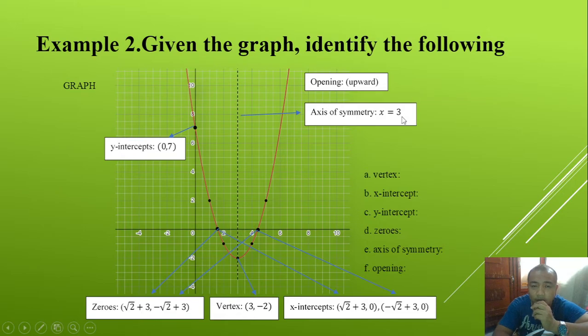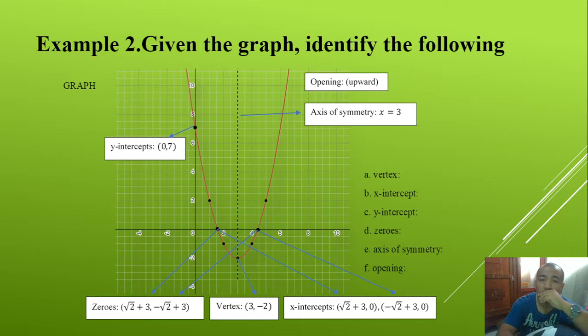Opening upward. How about the zeros? Square root of 2 plus 3, and negative square root of 2 plus 3, which is also the same as the x-intercepts. Square root of 2 plus 3 is 0, negative square root of 2 plus 3 is 0. The zeros and x-intercepts are the same. The vertex is at 3, negative 2. So that is how we identify the properties of a quadratic function given the graph.